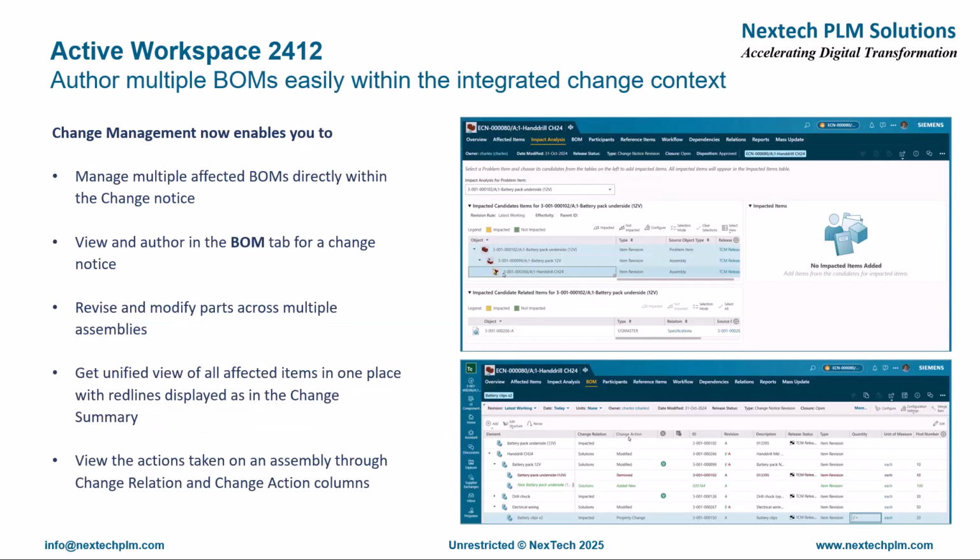In the context of change management, Active Workspace 2412 brings you several enhancements, out of which one of the functionalities allows you to manage multiple BOMs directly within the change notice using the new BOM tab. This tab allows you to revise and modify parts across one or more assemblies, displaying all impacted items from multiple assemblies. You can add, edit, revise, revert, and replace components, with red lines and the change relation and change action columns indicating the actions taken on an assembly.